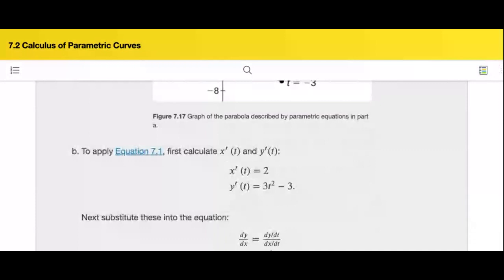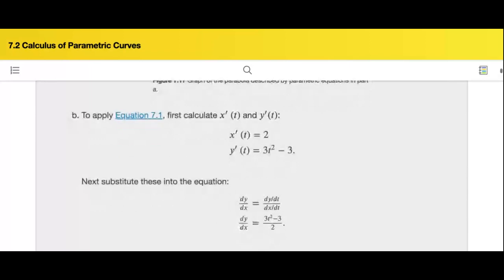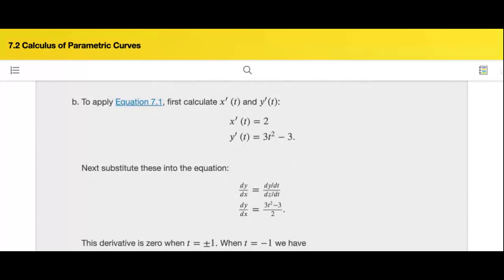Same way we take the derivative, right? x prime of t equals 2 because it's linear. The derivative is just its slope. y prime of t, we just take the derivative: the first term gives 3t squared, the second term gives -3. So dy/dx equals dy/dt divided by dx/dt, which equals (3t squared minus 3) divided by 2.